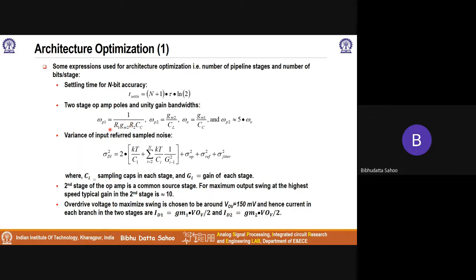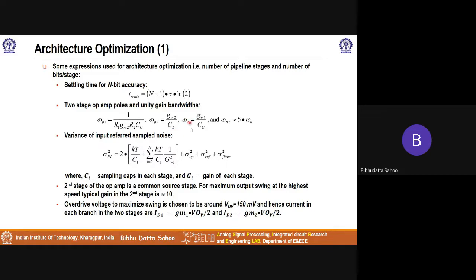So omega P1 is nothing but this, right? CC is the compensation cap because it is a 2-stage op-amp. So GM2 R2 CC, the Miller cap, times R1 gives the first pole. Omega P2 equals GM2 by CL. The second pole is GM2 by CL, where CL is the load capacitance.